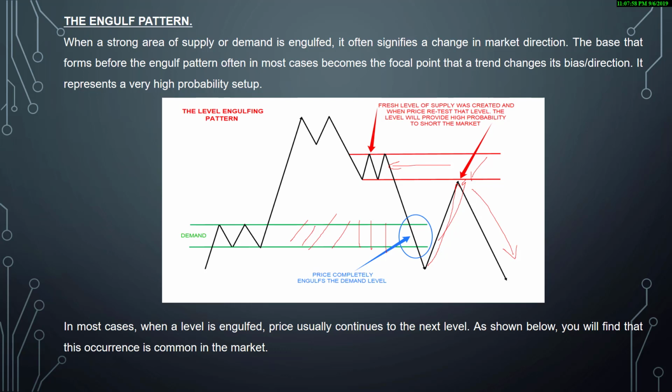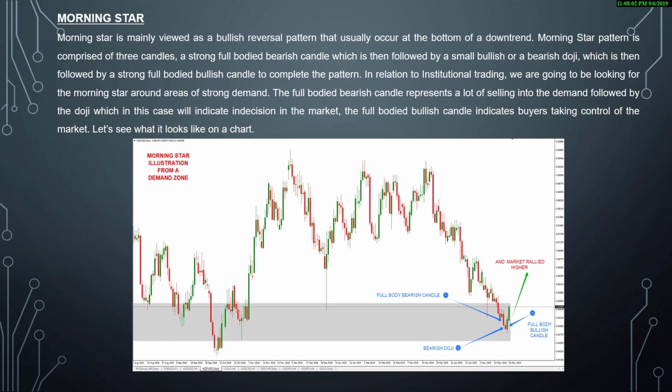Let's continue now. We're going to focus on the morning star. Morning star is mainly viewed as a bullish reversal pattern that usually occurs at the bottom of a downtrend. The morning star pattern is comprised of 3 candles. A strong full-bodied bearish candle, which is then followed by a small bullish or bearish doji, which is then followed by a strong full-bodied bullish candle to complete the pattern, as you can see on the chart there. In relation to institutional trading, we are going to be looking for the morning star around areas of strong demand, mainly on a higher time frame. The full-bodied bearish candle represents a lot of selling into the demand, followed by the doji, which in this case will indicate indecision in the market. The full-bodied bullish candle indicates buyers taking control of the market.